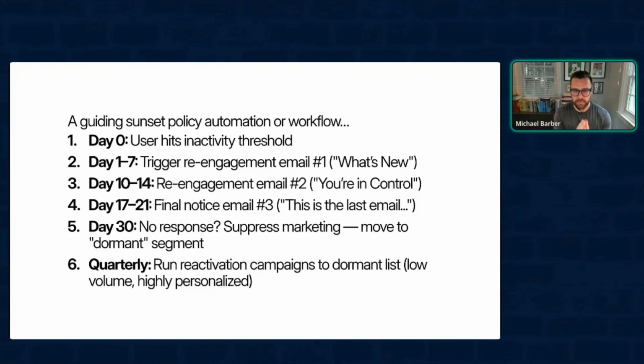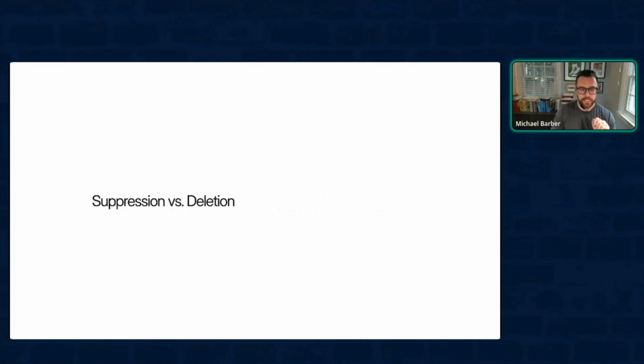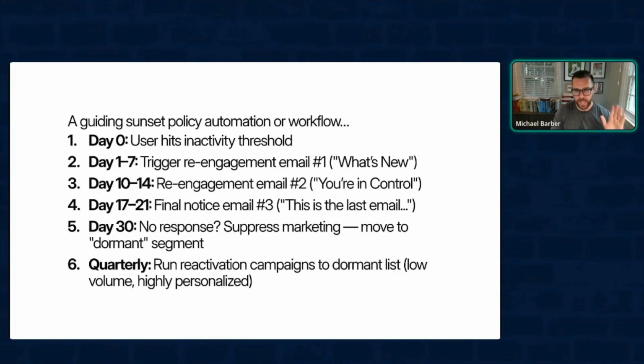I do want to say, before you do these on a quarterly basis, you want to make sure you run them through a list verification service first, before you run those reactivation campaigns, to make sure everybody on that list still exists and is a real email address, to the best of your knowledge. So that's a framework you can utilize to guide a sunset policy and workflow or automation from day 0 through day 30. And then on a quarterly basis, maybe biannual or annual, you run reactivation campaigns to that dormant list.